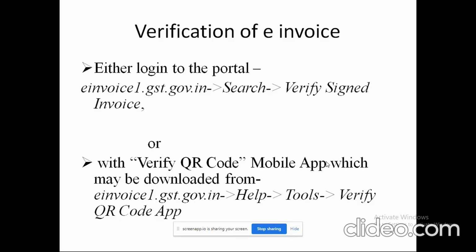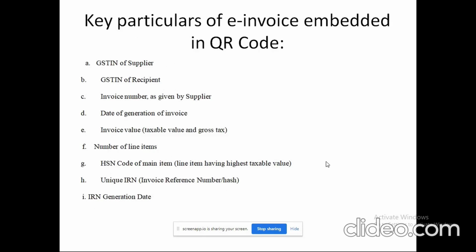Then we will understand the particulars of e-invoice which are embedded in the QR code. In the QR code, the following data will get embedded. First one is GSTIN of the supplier. Second one is GSTIN of the recipient. Third one is invoice number as given by the supplier. Fourth one is date of generation of invoice. Fifth one is invoice value, which means taxable value and GST. Sixth one is number of line items in the invoice. Seventh one, HSN code of the main item, which means the line item having highest taxable value. Eighth one is unique invoice reference number. It is a hash function. Then the ninth one is IRN generation date.